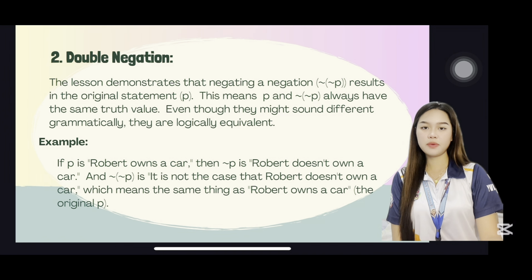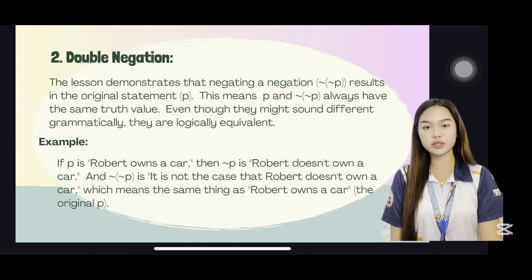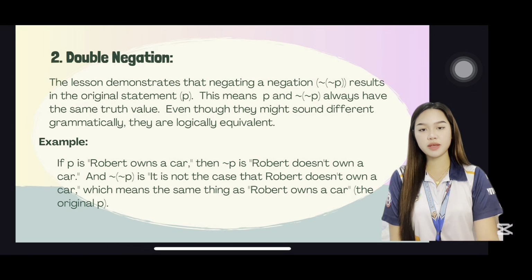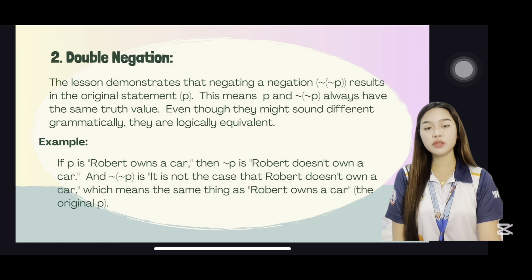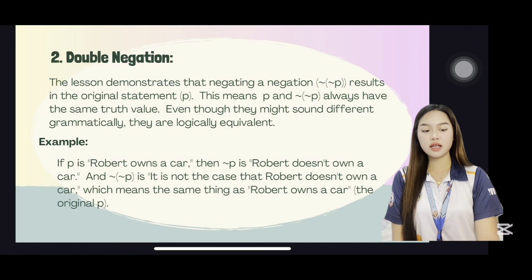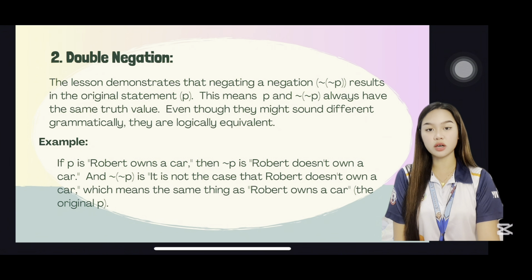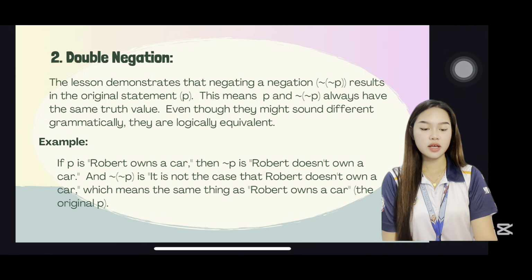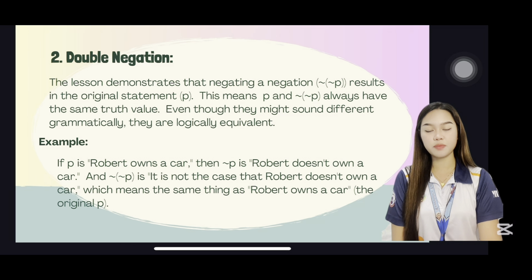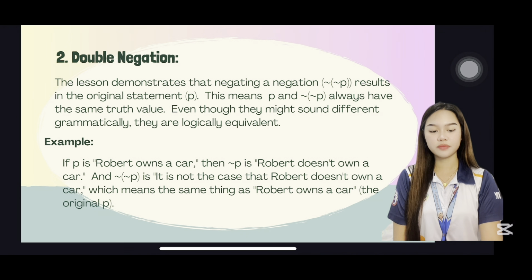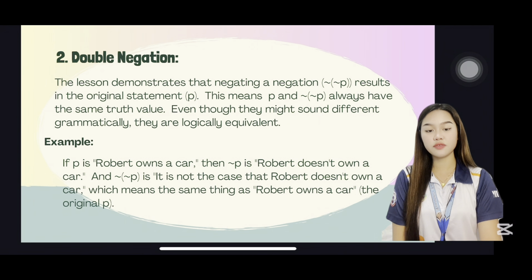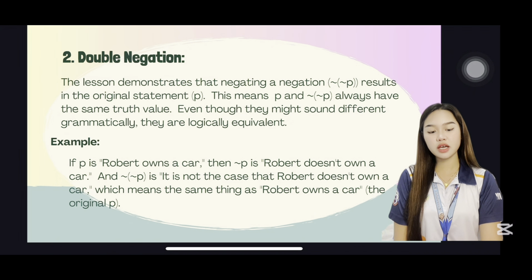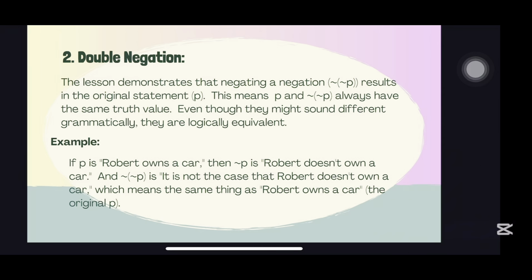So let's say P is equal to Robert owns a car. Negation of P is equal to Robert doesn't own a car. Double negation of P is equal to it is not the case that Robert doesn't own a car. Notice that double negation of P essentially means the same thing as P, Robert owns a car. Even though the wording is different, the logical meaning is the same. Double negation cancels itself out.